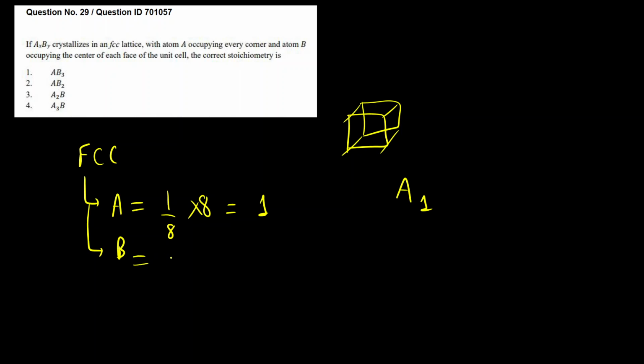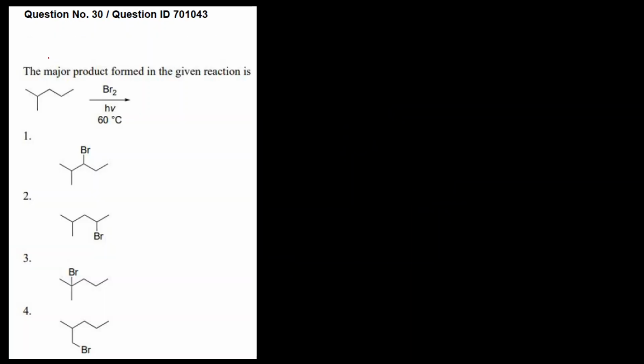And B occupies every face. How many faces are there? 6. Contribution is half. Half sphere into 6, that is 3. So A1, B3 is the correct answer. That is AB3.